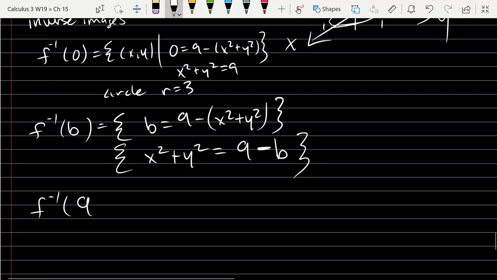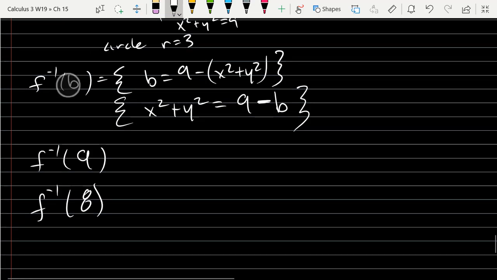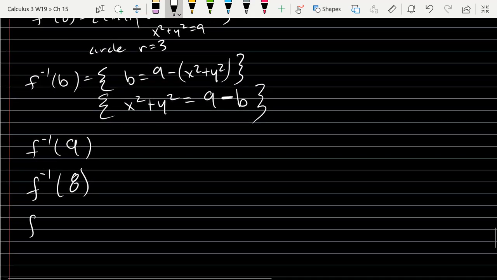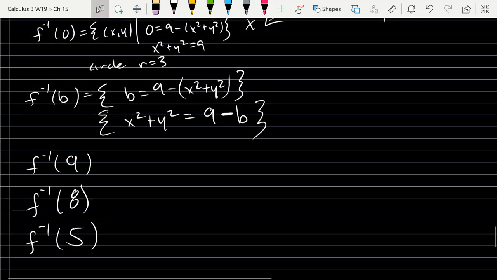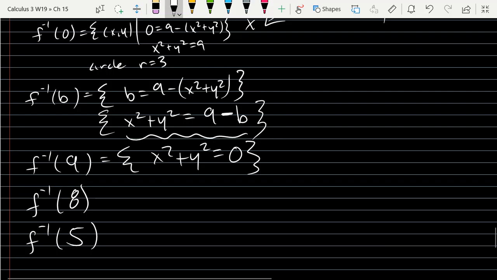So let's go f inverse of 9, f inverse of 8. What's another good choice? 5. Let's see, 9 minus 5 is 4. I like that. And then we already did 0. I think that would be all the good ones out there. Now, the reason I solved it the way I did, you can just see if you plug in 9, we have x squared plus y squared equals 0. So basically all the algebra is already done for us.